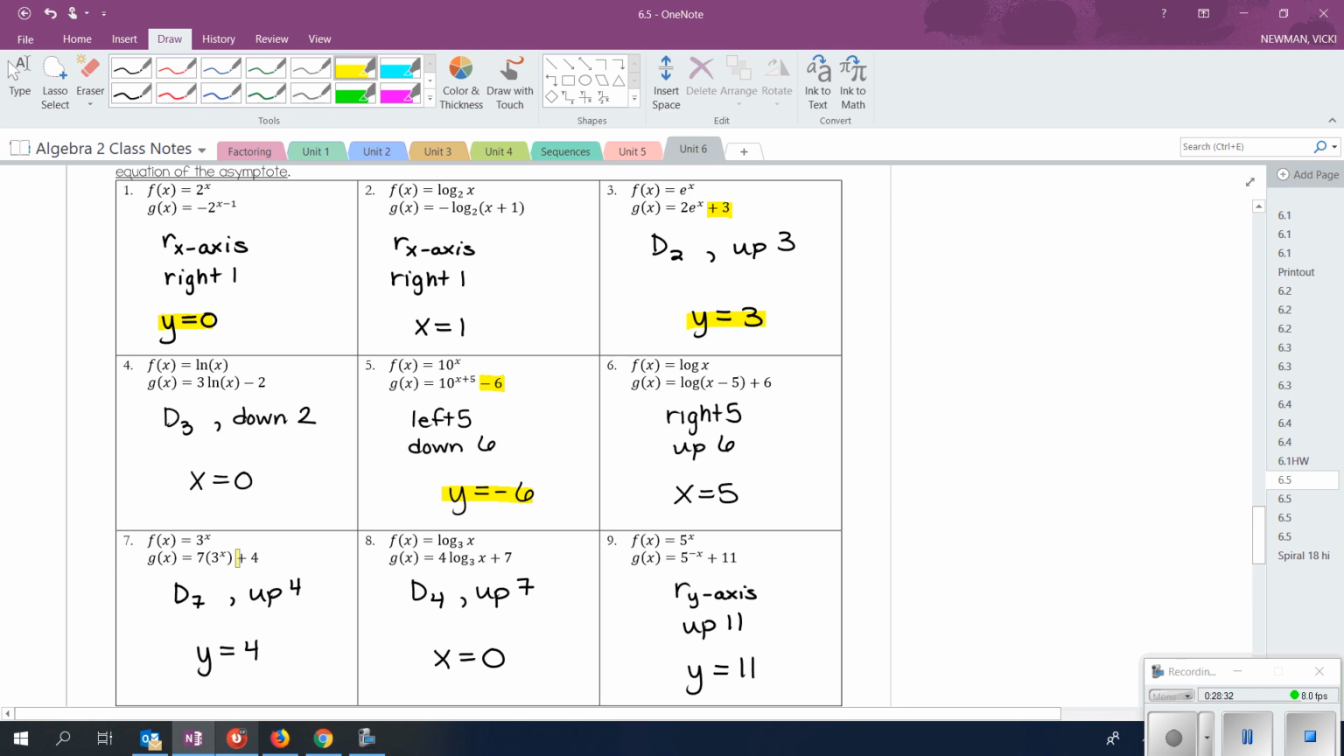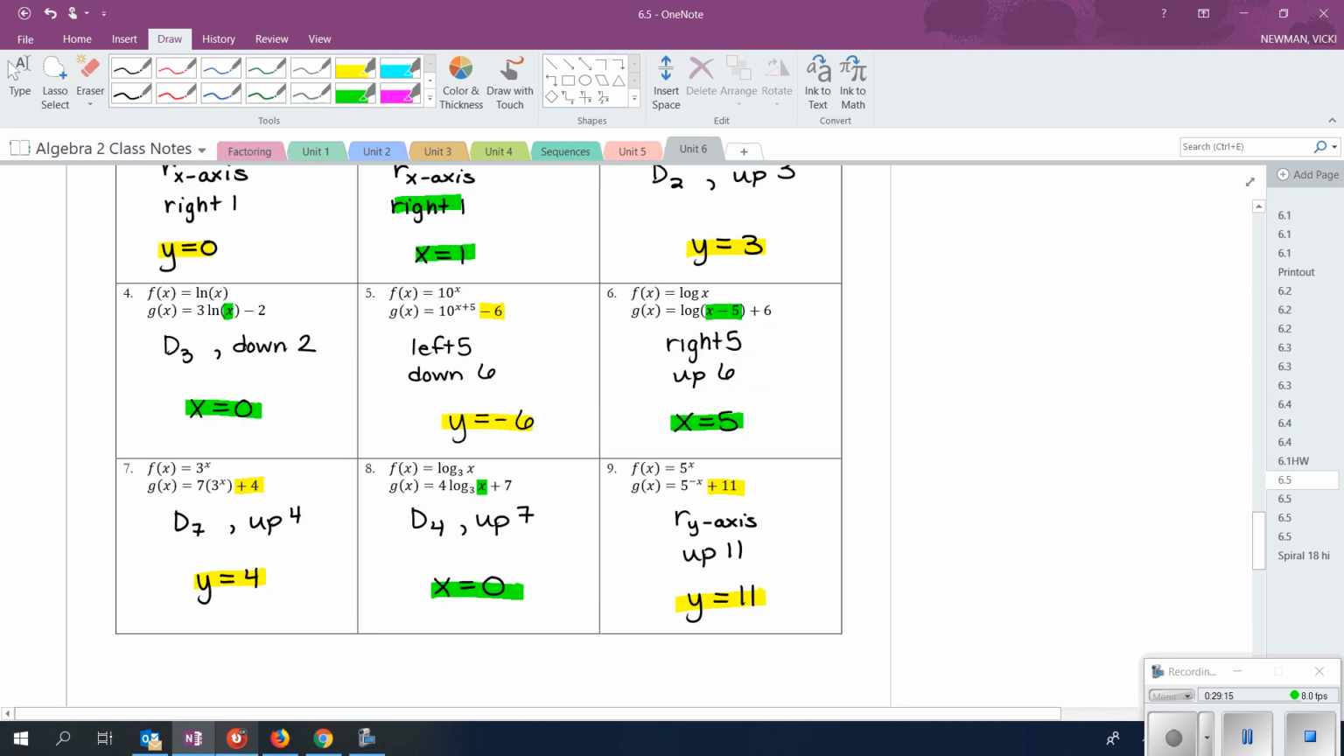Number 7, vertical change up 4. Asymptote is y equals 4. Number 9, go up 11, so asymptote is y equals 11. That's for exponentials. For logarithms, the only change happens if there's a transformation on the inside, so with the x's. So we go right 1, so x equals 1 is the asymptote. Number 4, there's no horizontal shift, so x equals 0. 6, we go to the right 5, so x equals 5. 8, there's no horizontal shift, so x equals 0.